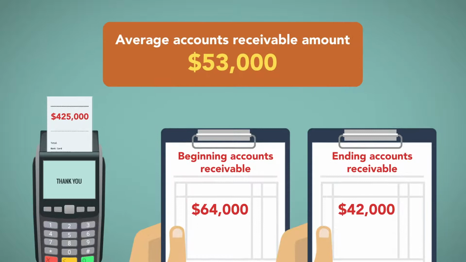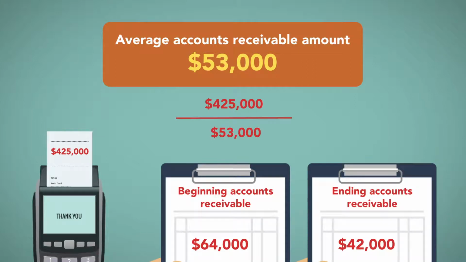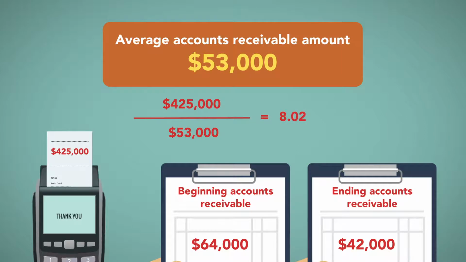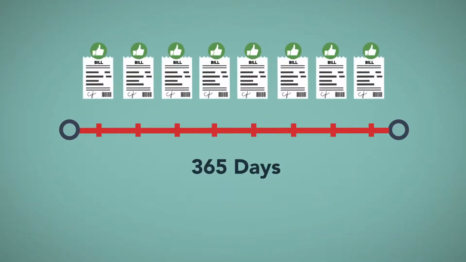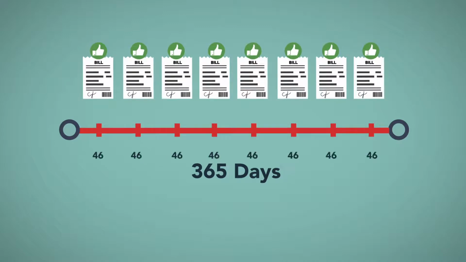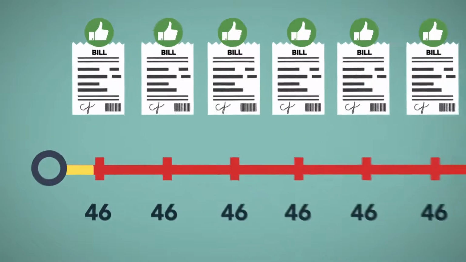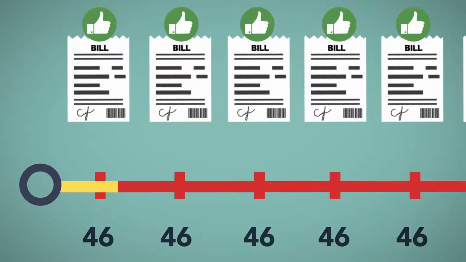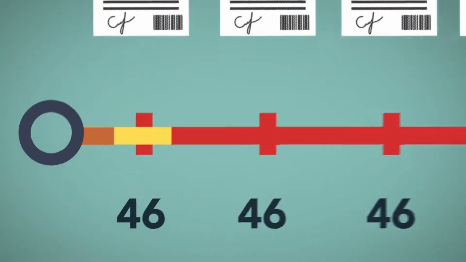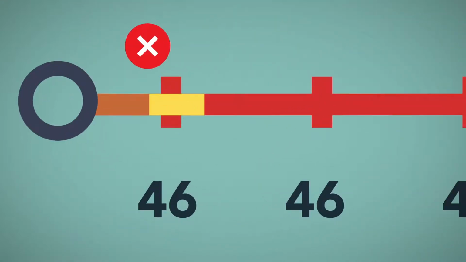The average accounts receivable amount is thus $53,000. The credit sales amount of $425,000 divided by the average accounts receivable of $53,000 is 8.02. This means that Acme's receivables turn over about 8 times a year, or, dividing 365 by 8.02, about once every 46 days. If a company's customers have 60 days to pay their respective bills, then this is a satisfactory result. But if they only have 30 days to pay their respective bills, this could indicate a collections issue.